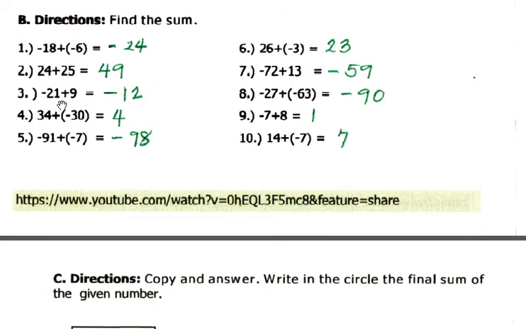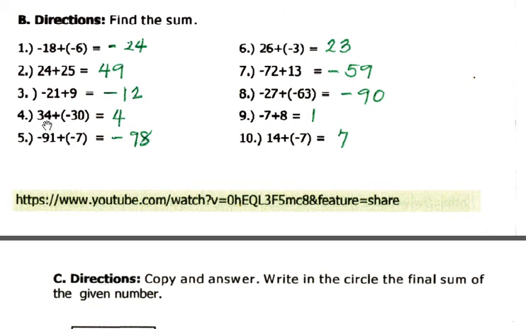-21 plus 9. Since these two numbers have different signs, the absolute values of these two numbers are subtracted. So meaning 21 minus 9, that's 12. And copy the sign of the bigger number. So between 9 and 21, 21 is bigger, and the sign of 21 is negative. So we copy negative. So the answer is -12.